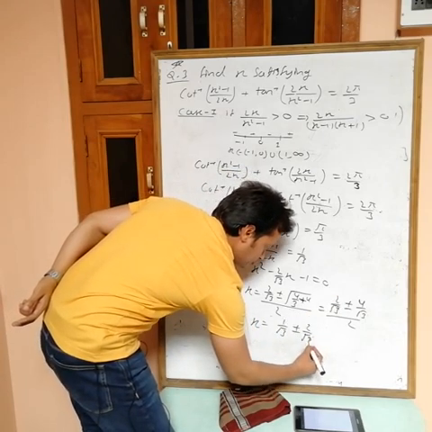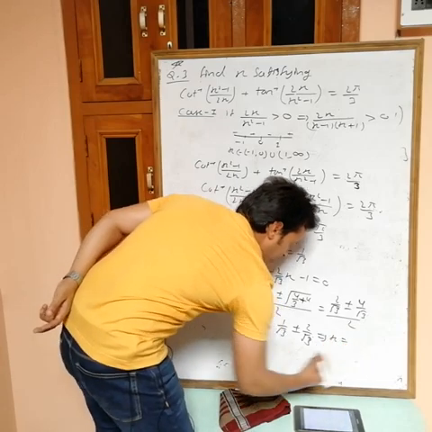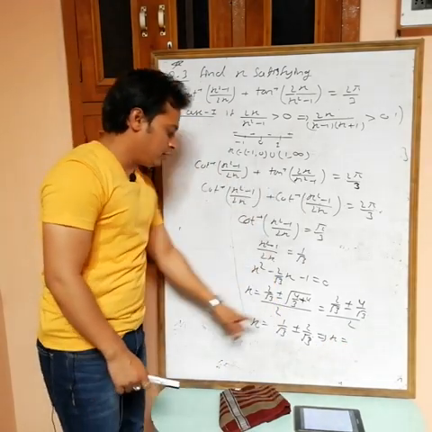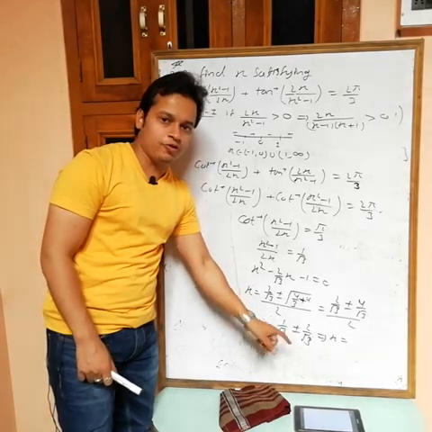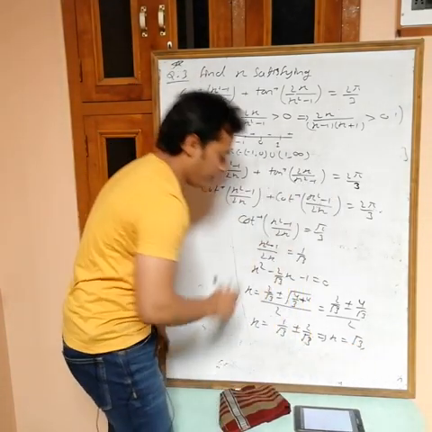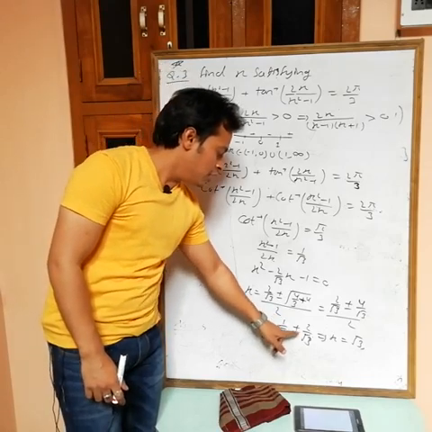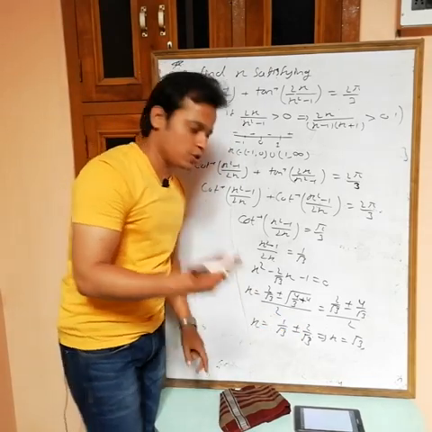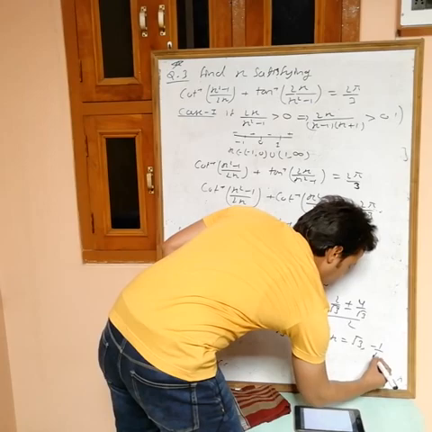Okay, so from this one, the value of x is, if you take the plus sign, then 1 by root 3 plus 2 by root 3, 3 by root 3, then root 3. And if you take the minus sign, then 1 by root 3 minus 2 by root 3, minus 1 by root 3. Now check, can I take both?